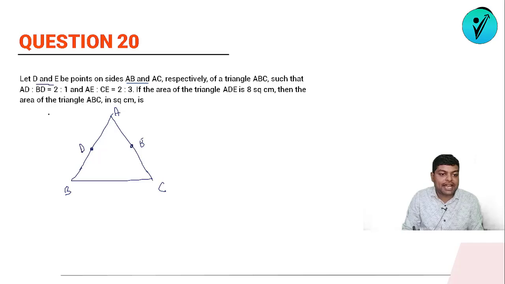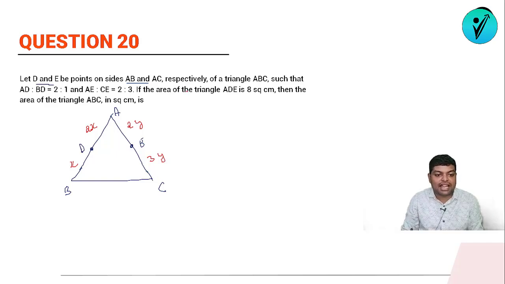Such that the ratio of AD to BD is given as 2:1. So suppose if this is 2x, this will be x. The length of BD is x and the length of AD is 2x. And AE to CE is 2:3. It means that if AE is 2y, then CE will be 3y. So this has been given.